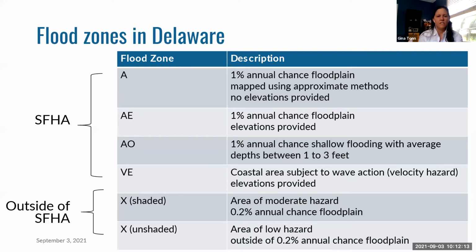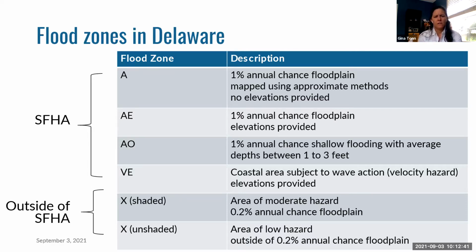So we have a zone that's labeled with just an A. In that area, the mapping's done using approximate methods, so there are no flood elevations provided there, just the boundary of the floodplain. There's an AE zone, and this is an area where there's been more detailed mapping done and flood elevations are provided. There's also an AO zone, which you don't see too frequently.